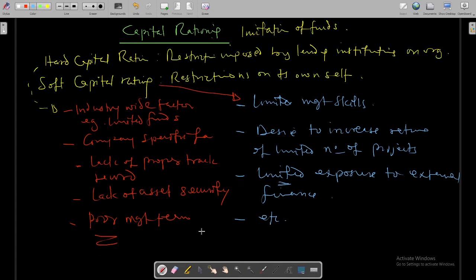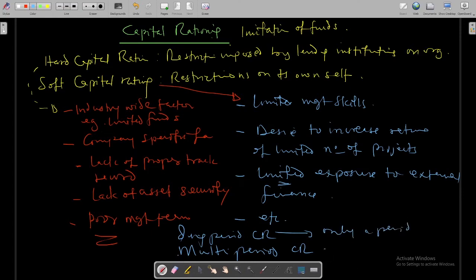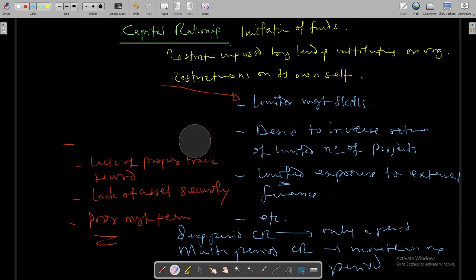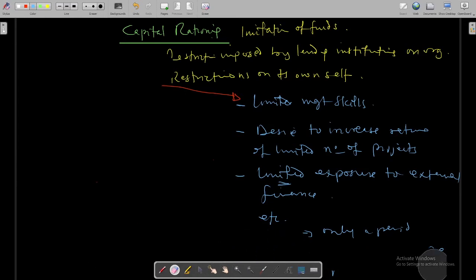There is also what is described as single period capital rationing and multi-period capital rationing. Single period capital rationing simply means limitation of funds for only a period, and multi-period is for more than one period. Hope you understand. Now let's go on and look at how companies can allocate their resources to projects when they have limited resources.